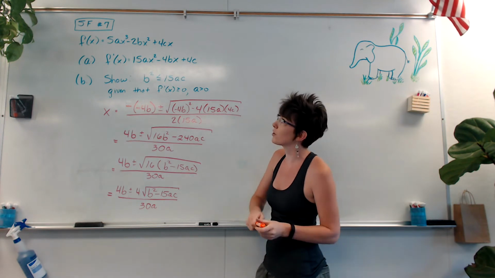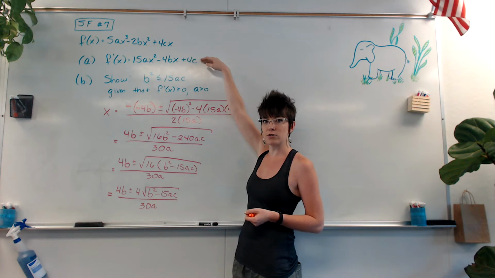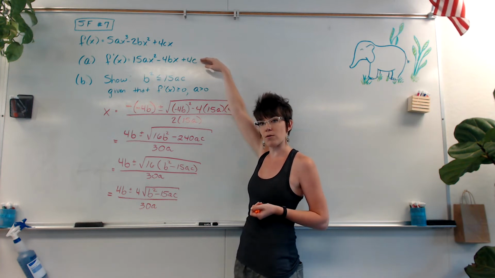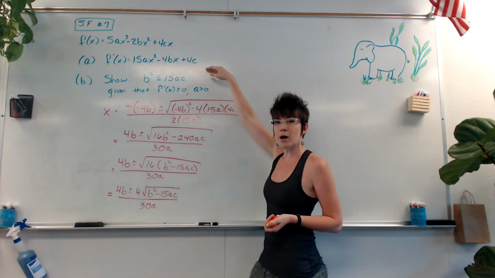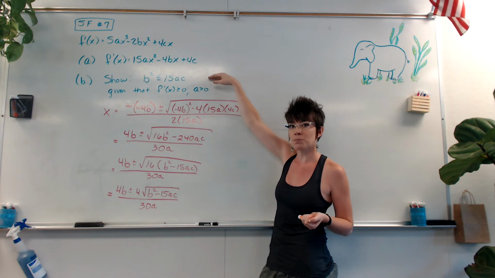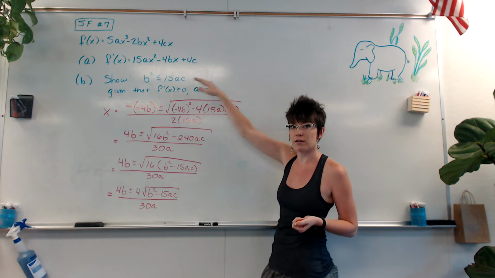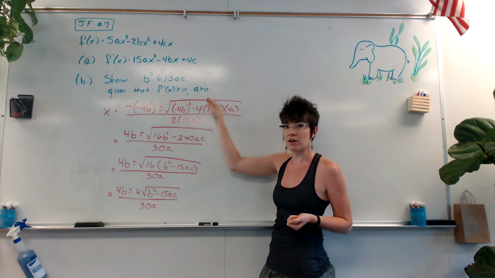So in class, if you recall, this was the function that we were given. We were asked to find its derivative, so we did that just using our power rule idea. And then part B was where it got real. So it said, show that b squared is less than or equal to 15ac, given that the derivative function f prime is greater than or equal to 0 always, and also with this knowledge that a is positive.